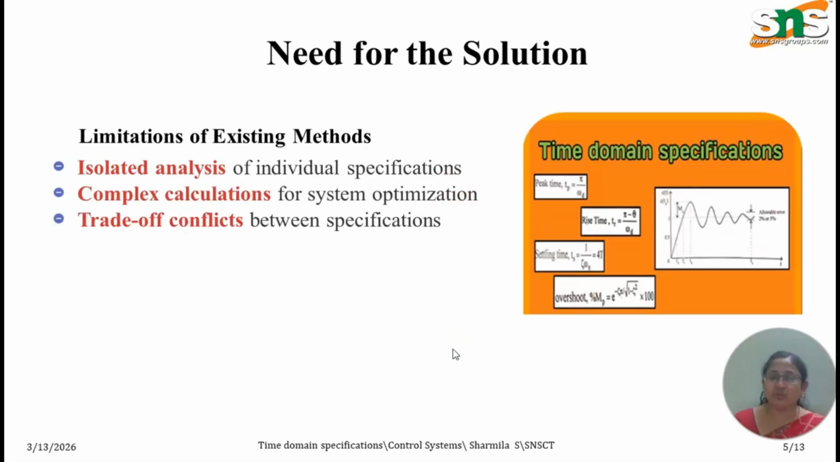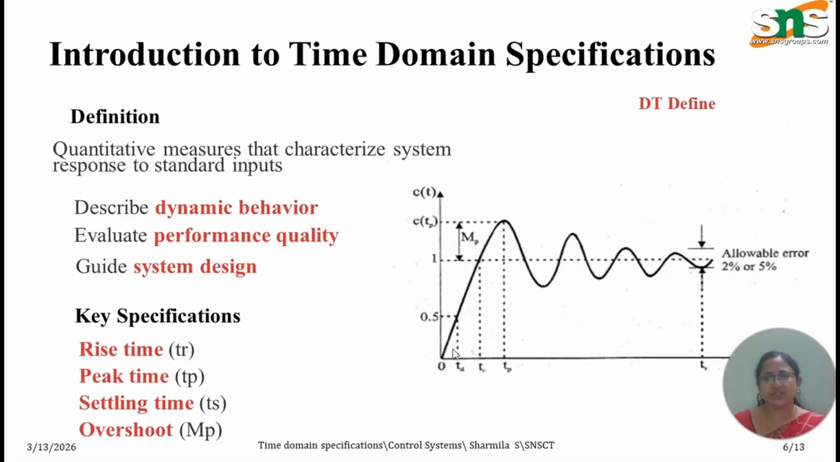So now we move on to the need for a solution for this topic. The limitations of existing methods include isolated analysis of individual specifications, complex calculations for system optimization, and trade-off conflicts between some different time domain specifications.